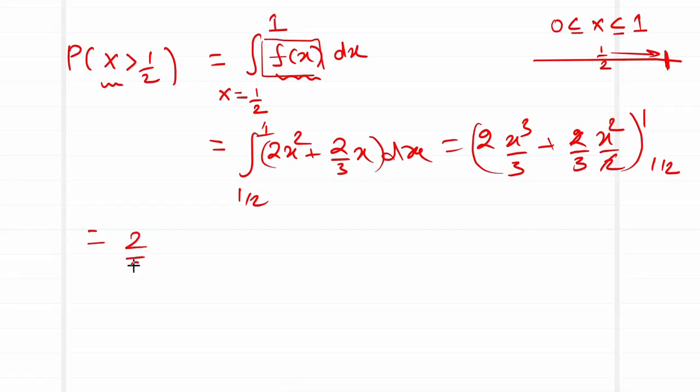To make the work simple, I apply the upper limit minus lower limit. Upper limit is 1, 1 cubed is 1, minus lower limit is half, 1 by 2, the whole cube is going to be 1 by 8. I complete the first term.